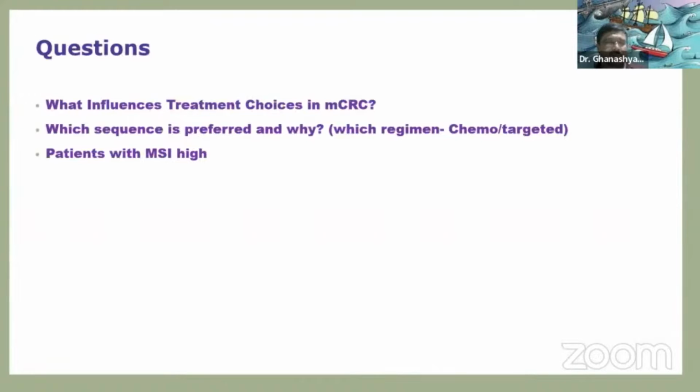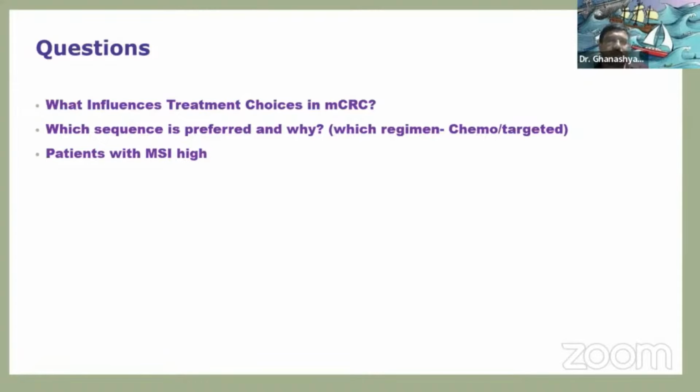So basically, an important question which Amish also alluded to, and probably did show the algorithm and the sequence also. What influences the treatment choice in metastatic colorectal cancer? Which sequence is preferred and why? When I say sequence, this includes chemotherapy as well as targeted treatment. And Amish and Dr. Shyam Agarwal did cover some part of the patient with MSI high tumor. So probably we can go to this.